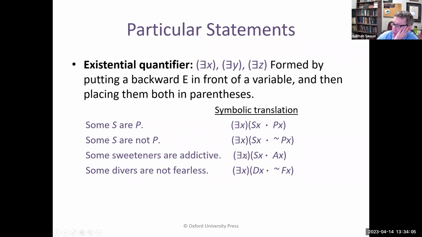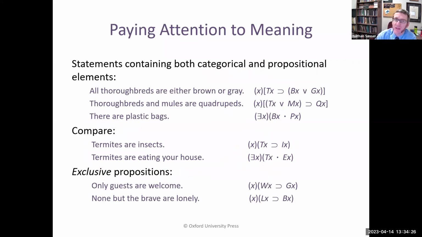Some sweeteners are addictive. There is some X such that X is S and X is A. All right, so that's existentially quantified statements. The universal quantifier says for all X, here's what holds true of them. The existential quantifier says for at least one, for some, this holds true. Now, we've got to pay attention to meaning when we are translating natural language sentences into predicate logic.